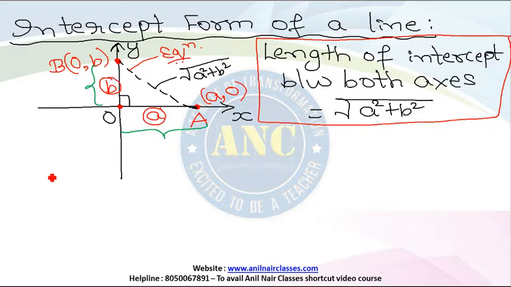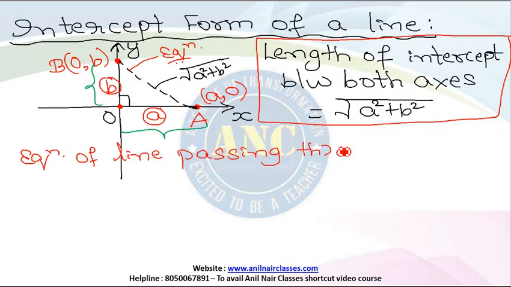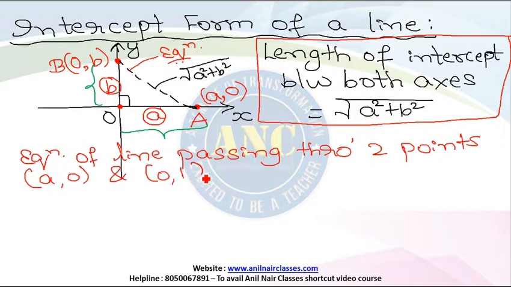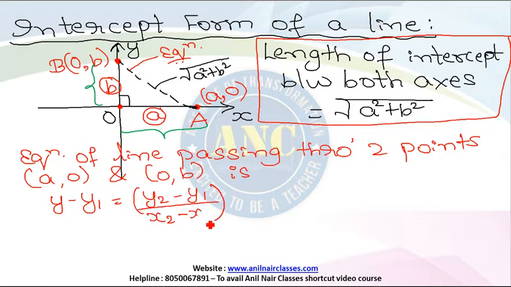Now see here, sir, we already know the equation of a line. What is the equation of a line passing through 2 points? Let me write it. Equation of a line passing through 2 points. In this particular example, the 2 points are nothing but a comma 0 and 0 comma b. What is the equation? In general, the equation of a line passing through any 2 points x1 y1 and x2 y2 is given by y minus y1 is equal to m into x minus x1, where m is nothing but y2 minus y1 divided by x2 minus x1.